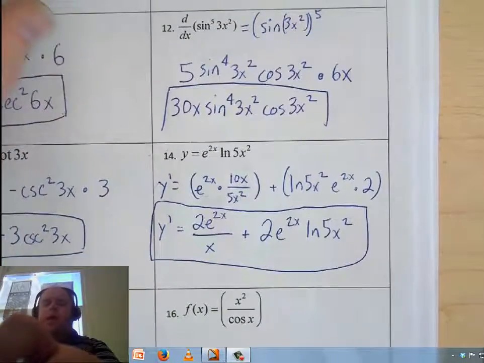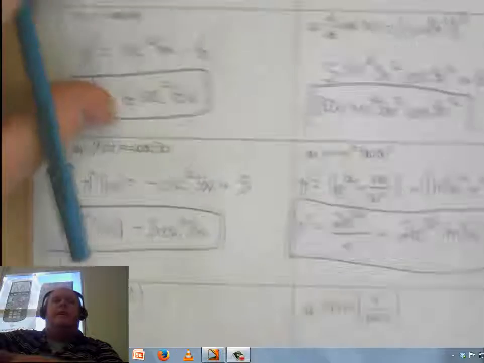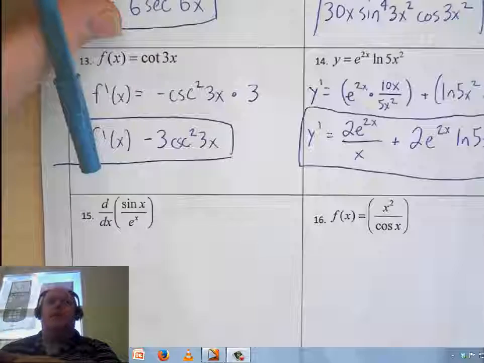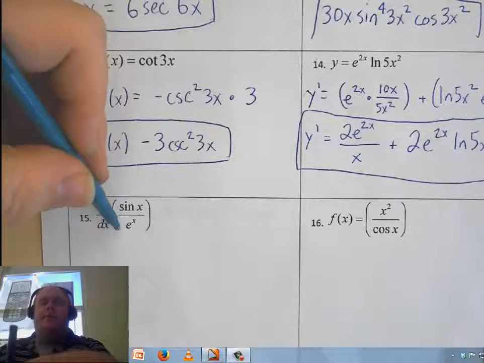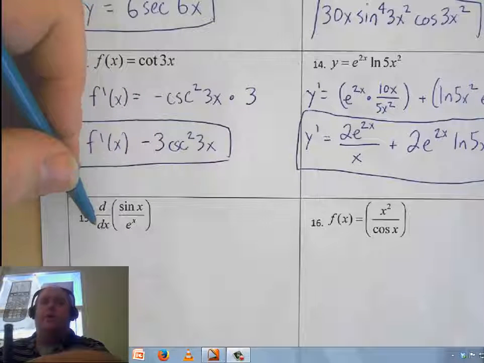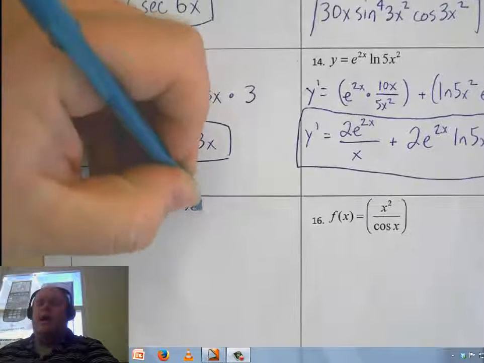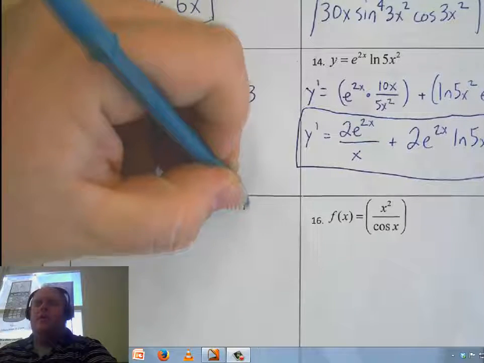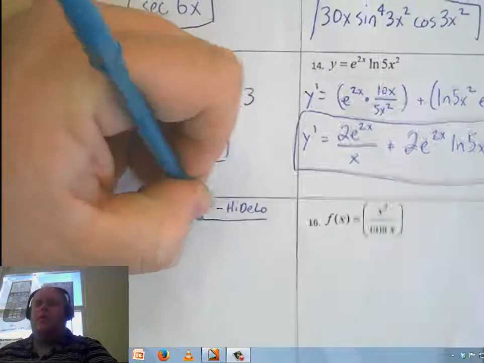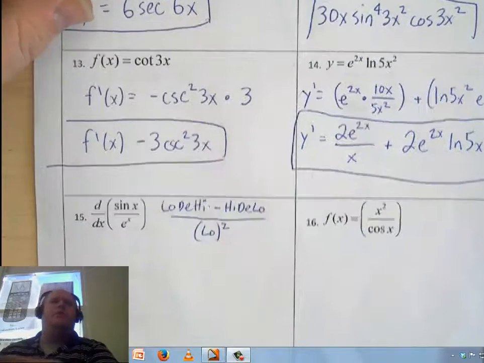Okay. For 15, we have sine of x over e to the x. So since we have both a numerator and a denominator that we need to take the derivative of, we want to use the quotient rule. So quotient rule is low d high minus high d low over low squared. So there's the quotient rule right there.